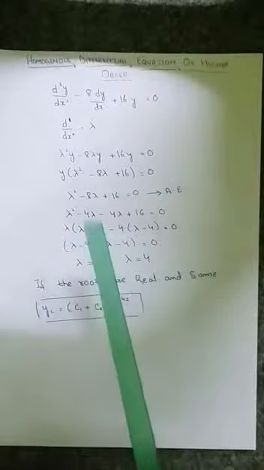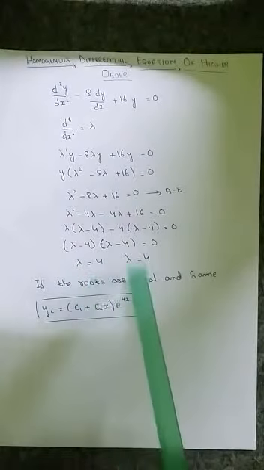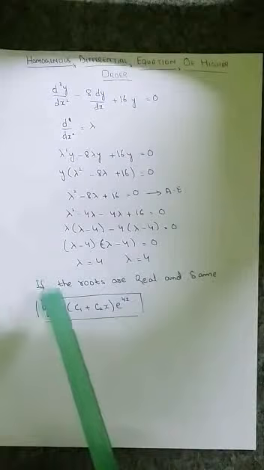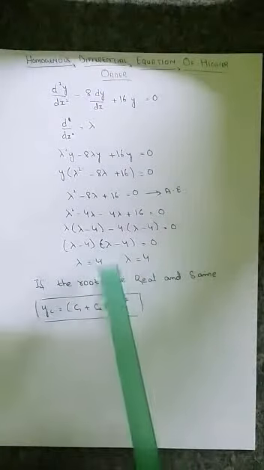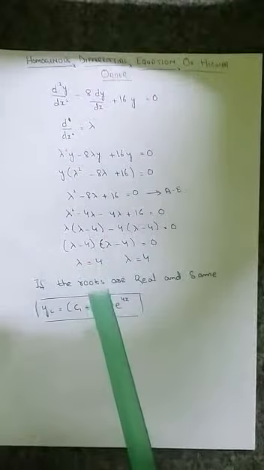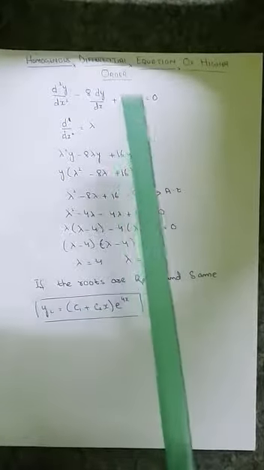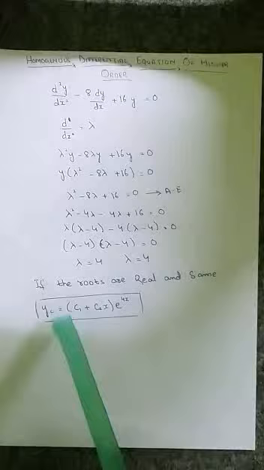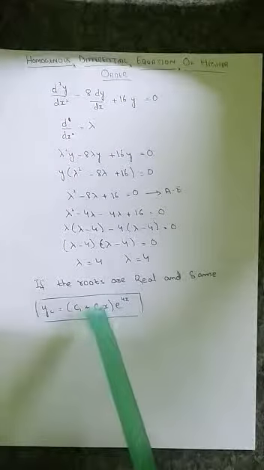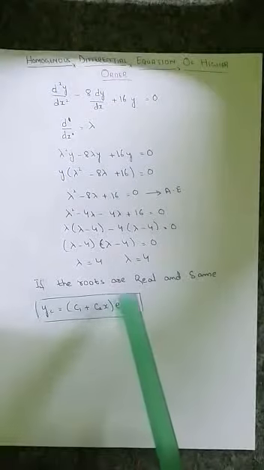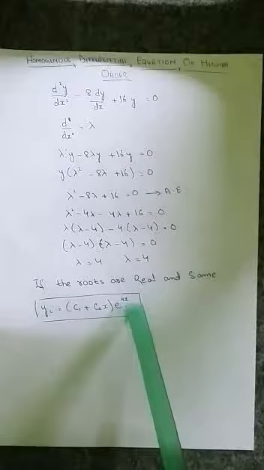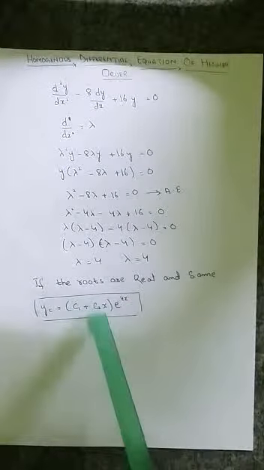After factorizing it, I get two roots, lambda equal to 4 and lambda equal to 4. If the roots are real and same, here you can see both the roots are real and same. So my complementary function of a given equation will become yc equal to (c1 plus c2 x) e with the power 4x, where c1 and c2 are arbitrary constants.